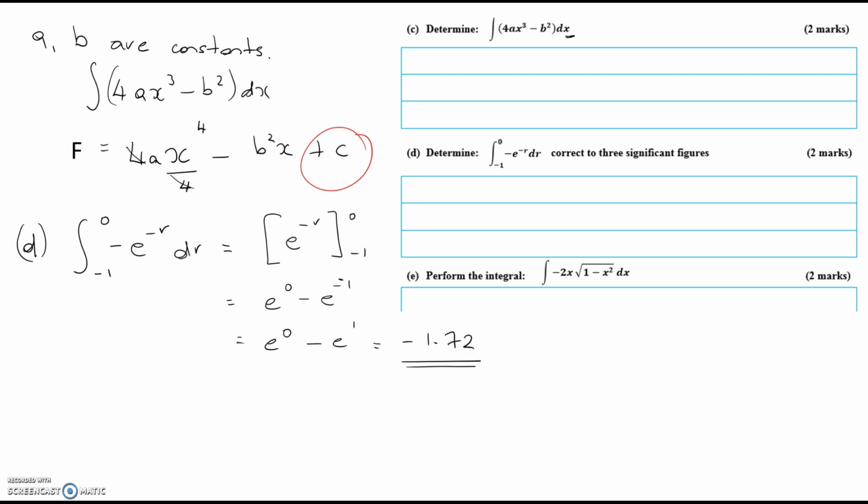Now the exam instructions are most likely going to be to significant figures. So 3 significant figures is the answer there.